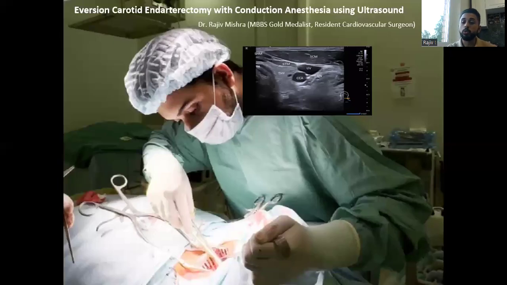Hello everyone, this is Dr. Rajiv by your side. I'm a resident cardiovascular surgeon and we're going to be looking at a report of mine on eversion carotid endarterectomy with conduction anesthesia using ultrasound.